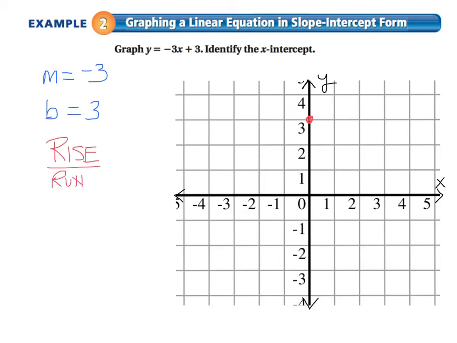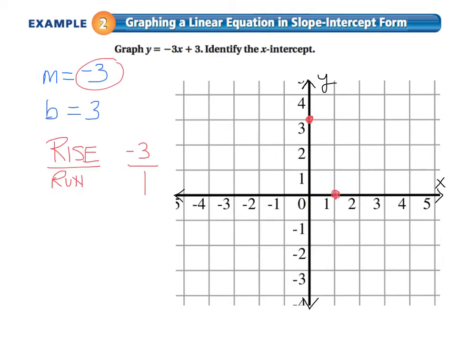So the rise, this is just a number. So we have to actually write this as a fraction, as a ratio. Negative 3 can be written as negative 3 over 1. Because it's negative 3, we're going to go down 3 spaces and write 1 since it's a positive 1. So, down 3. 1, 2, 3, right 1. So my next point is going to be right here.